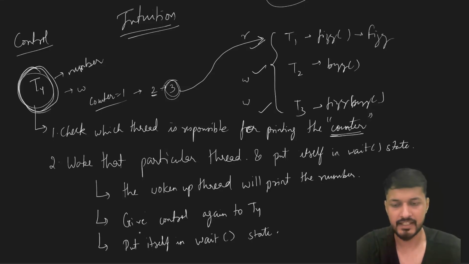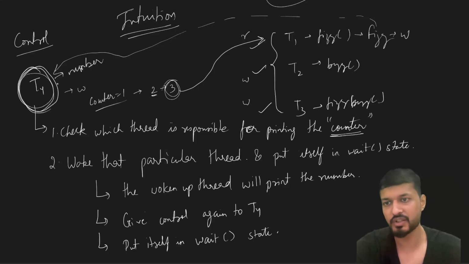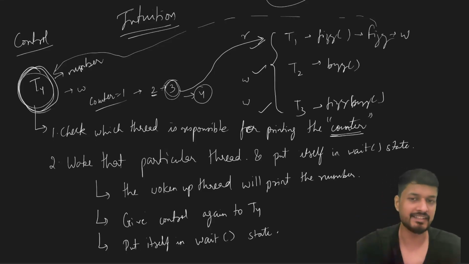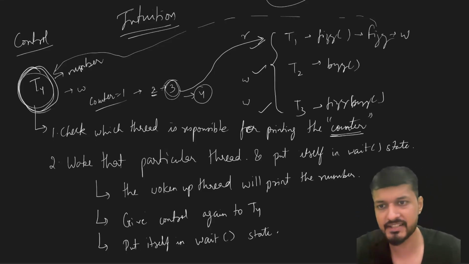It will again give control back to T4. After printing Fizz, it will go ahead and give control back to T4 and put itself in waiting state. So again, the control is with T4. Value of counter is 4. Again, it will check which thread is responsible for printing the counter. And this goes ahead in a loop unless our counter reaches the value of n, right?